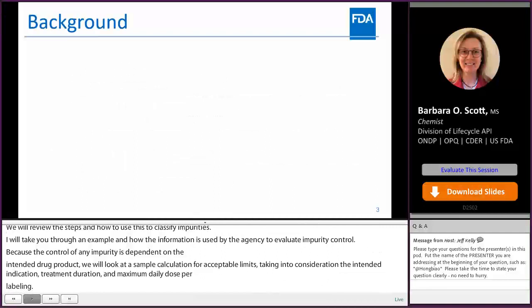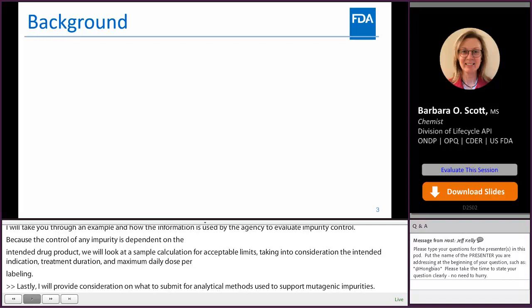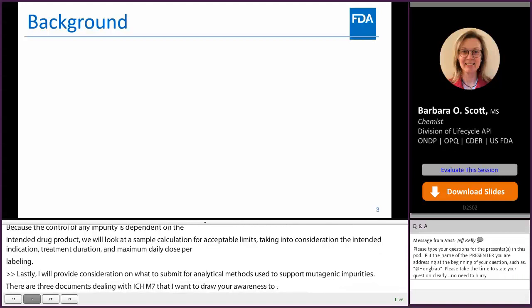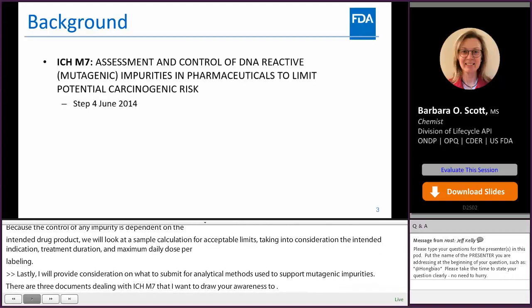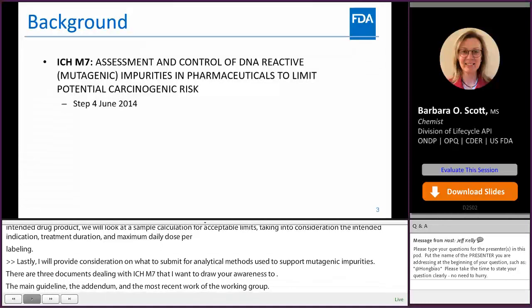There are 3 documents dealing with ICH-M7 that I want to draw your awareness to: the main guideline, the addendum, and the most recent work of the ICH Expert Working Group, the ICH-M7 Q&A document. The main guideline, Assessment and Control of DNA Reactive Impurities in Pharmaceuticals to Limit Potential Carcinogenic Risk, reached step 4 6 years ago in June of 2014.